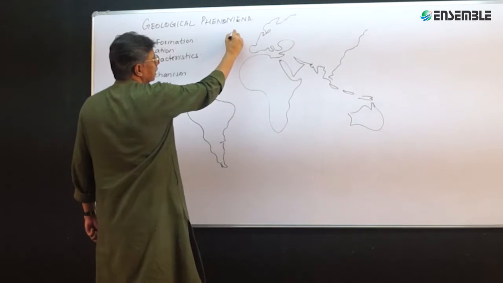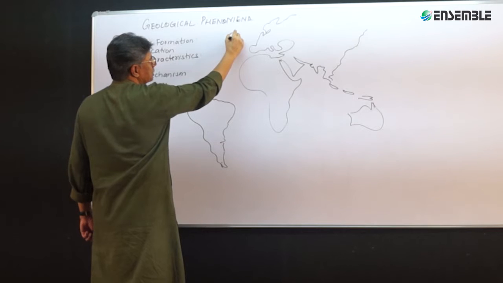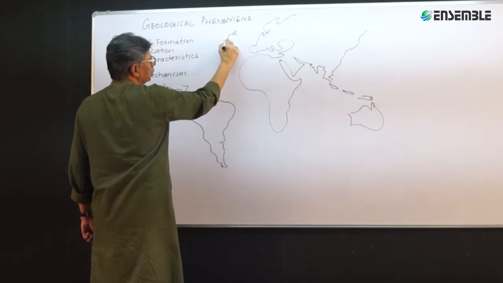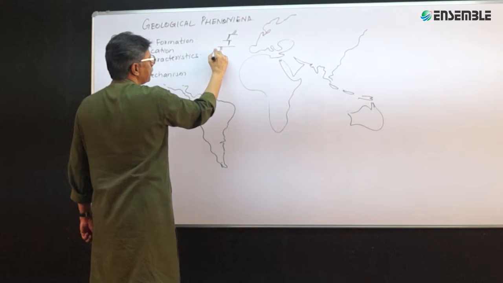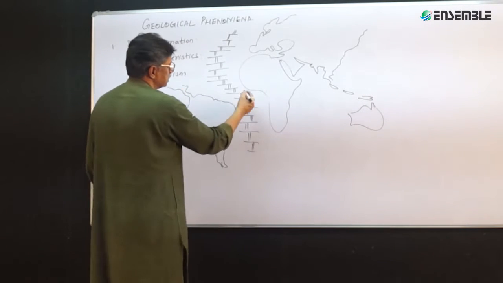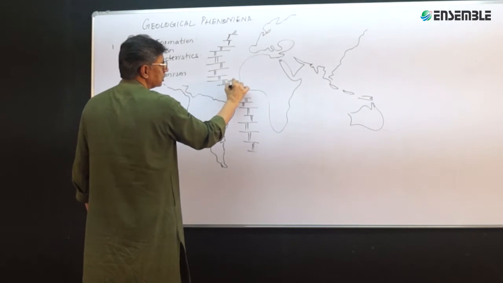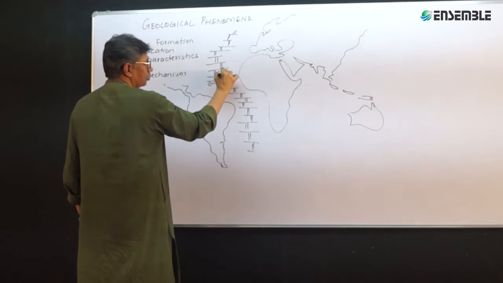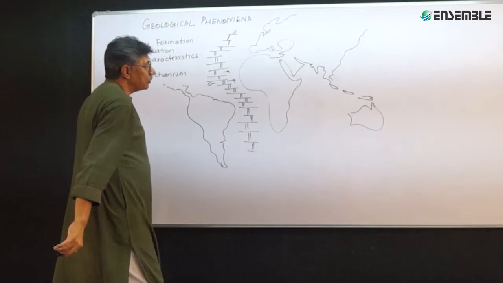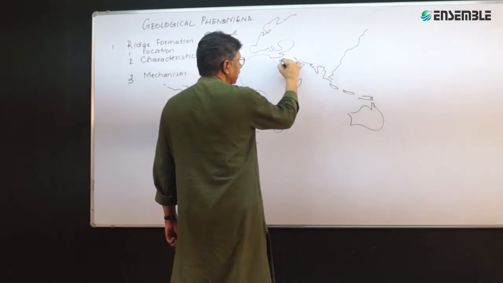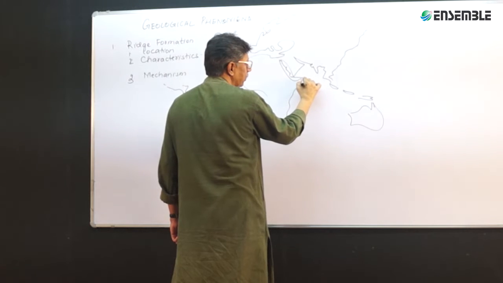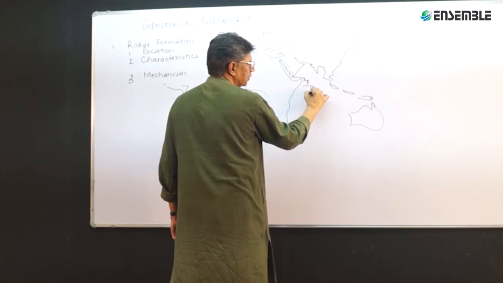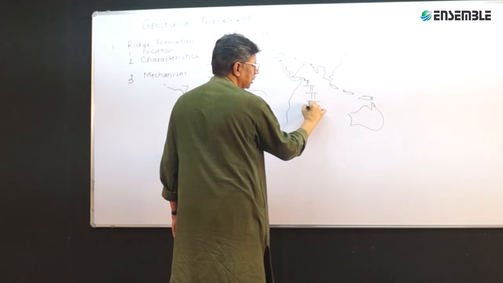Now these are the areas where the ridges have formed. This is one zone that is called the Mid-Atlantic Ridge. And that's a symbol to show how exactly the movement is taking place, and these are the transform faults. This is another area where the ridges have formed, which is called by a different name altogether.